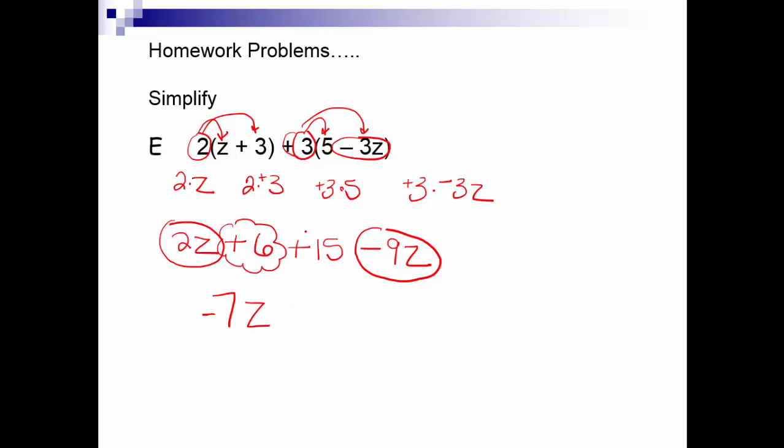And then I'll combine my constants. Circle the sign that goes with the number. Are those signs the same or are those signs different? Those signs are the same. I'll find the sum. The sum of 15 and 6 is 21. What do I have more of? I have more positives. At that point, that's your final answer. Negative 7z plus 21. Those aren't like terms, so we can't combine them.